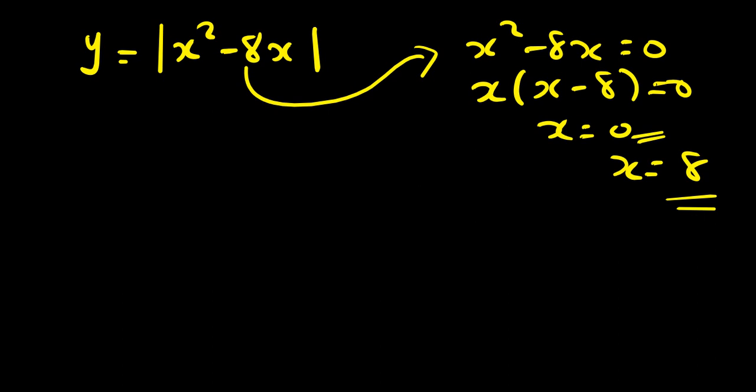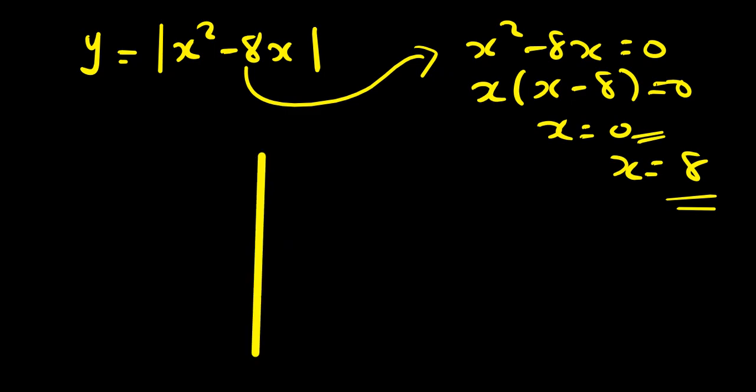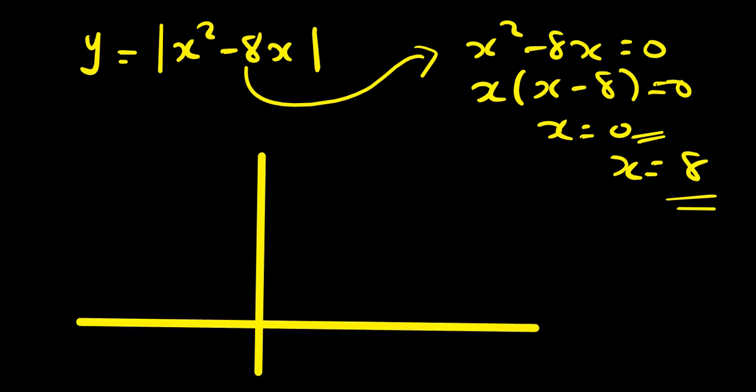So let me graph these ones. This is our y, this is our x. Let me put my graph nicely. This is my x and this is my y. Now what are we saying? We've got x equal to 0. 0 is just here, and let's say our 8 is here. Now we have to find the turning point.